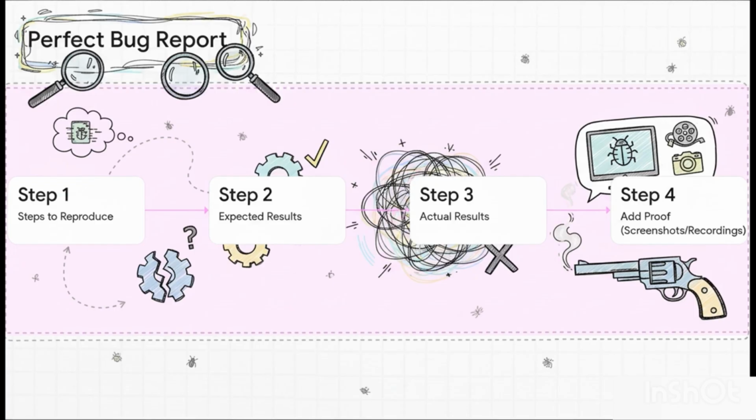Four absolutely crucial things. First, the exact steps to make the bug happen again. That's the treasure map. Second, you gotta say what should have happened. You know, the ideal world. Third, what actually happened, the broken reality. And finally, the smoking gun, screenshots or recordings that prove the bug is real.